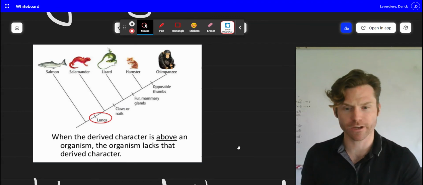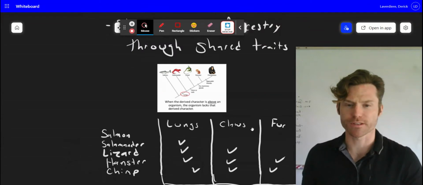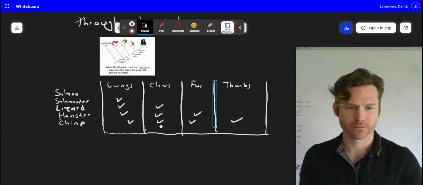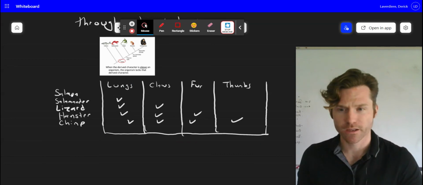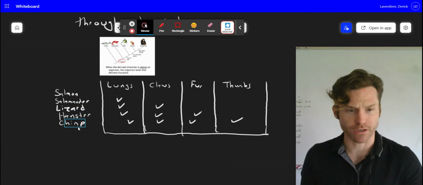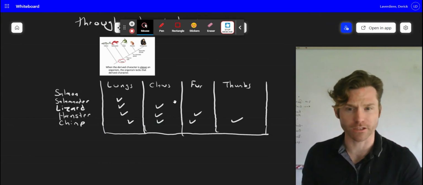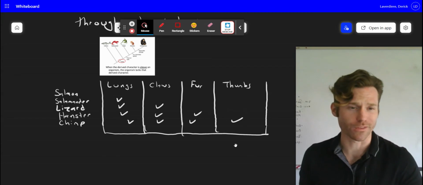So that's how we structure cladograms. Typically when you are looking at a cladogram, you are also going to see this kind of accompanying chart that has the traits marked off. Right? So this is the same information presented differently. So who has lungs, right? The salmon did not have lungs, no check. The salamander, the lizard, the hamster, and the chimpanzee all had lungs. Check, check, check, check. Okay? Who had claws? Okay? The salmon and the salamander did not have claws. The lizard, the hamster, and the chimpanzee all had claws. And so forth and so on.